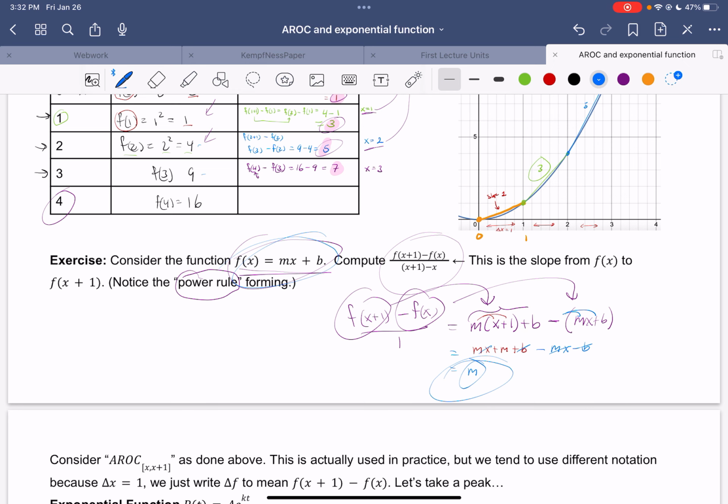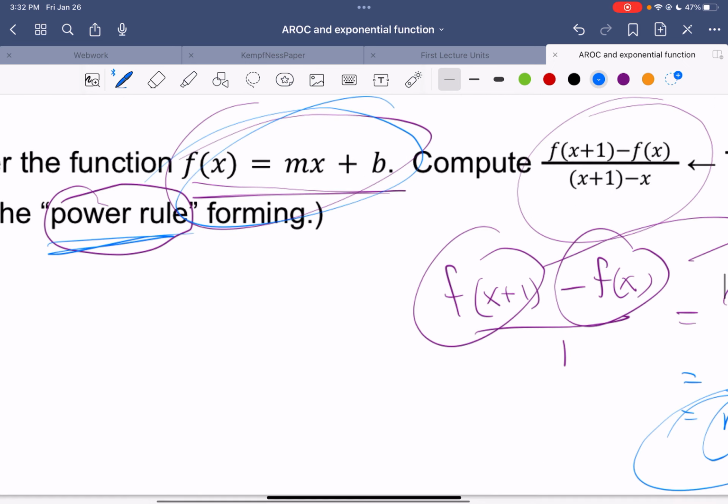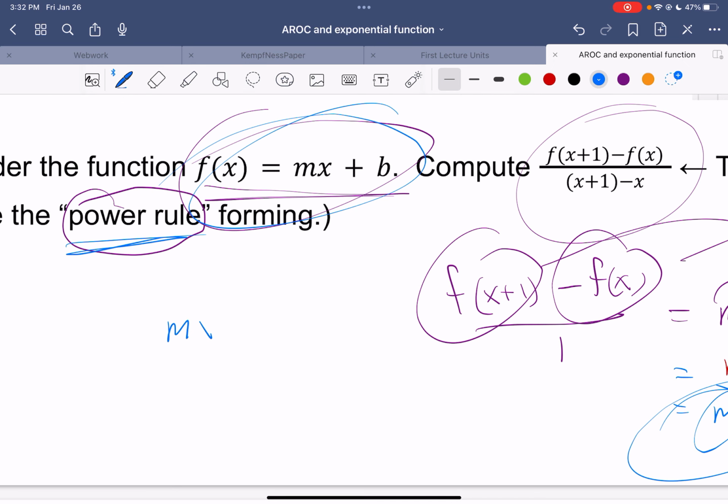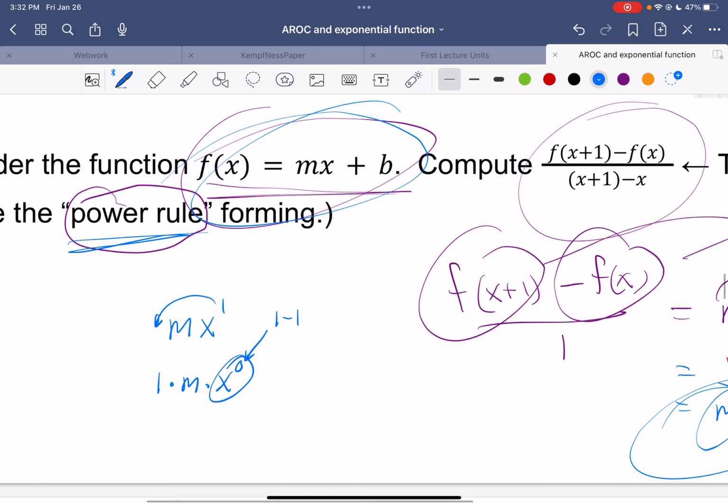But this is also the power rule. Look, I have mx to the 1. What does the power rule say? If I want to figure out the slope, well, this 1 comes down, 1 times m times x to the, and then what goes here is 1 minus 1, and that's 0. Wait a second, x to the 0, this is just m, because that's a 1, right?